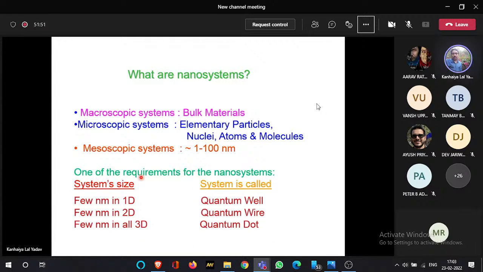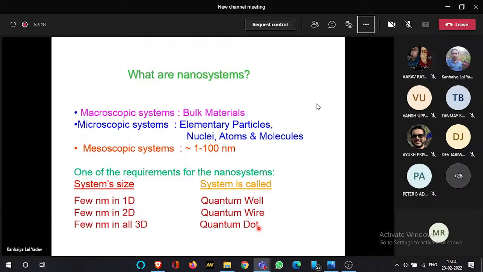And so one of the requirements for the nanosystems is that if it is a few nanometers in one dimension, then it is said to be a quantum well. You might have studied this in quantum physics. And if it is a few nanometers in 2 dimensions, that is a quantum wire. And if it is a few nanometers in 3 dimensions, then it is a quantum dot.